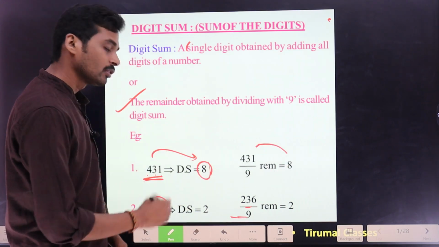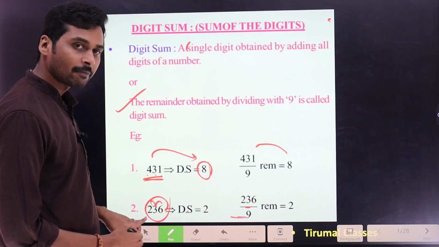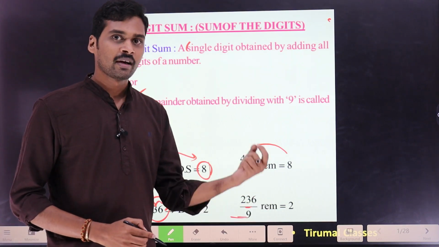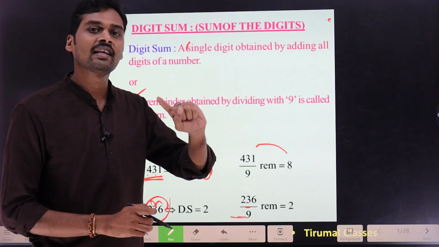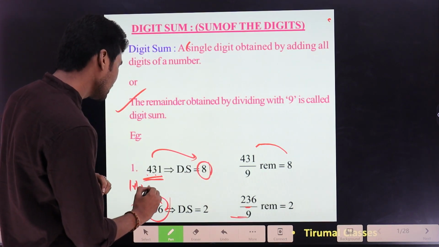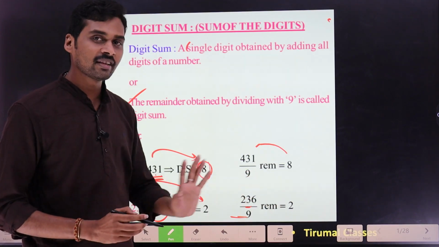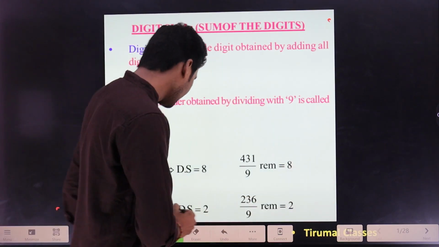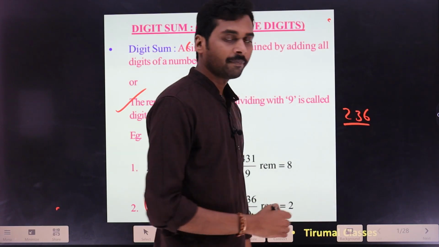Again, if you take the number 236, 6 plus 3 is 9, 9 plus 2 is 11. Because we have to express the digit sum as a single digit, 11 becomes 1 plus 1, which is 2. So the digit sum is 2. Of course, we can also divide by 9 and we get the same number. Okay. By the way, when I take this number 236, there is an important point.